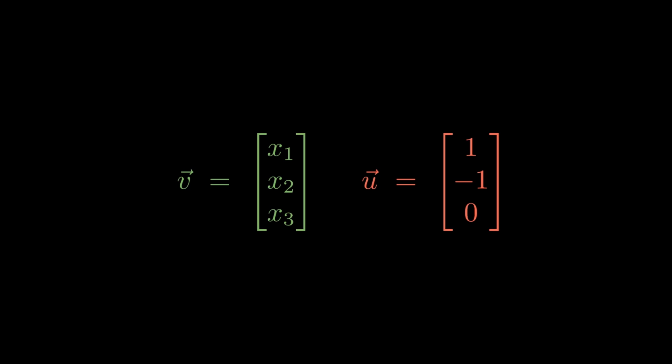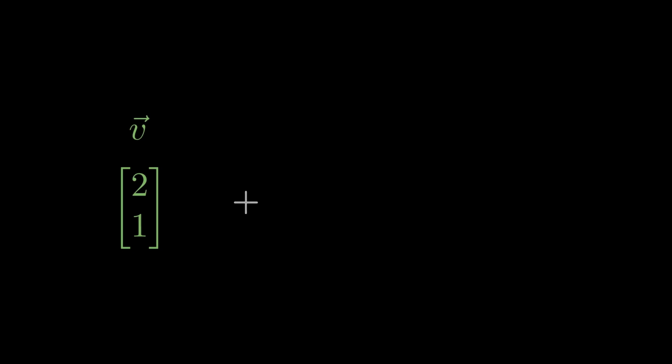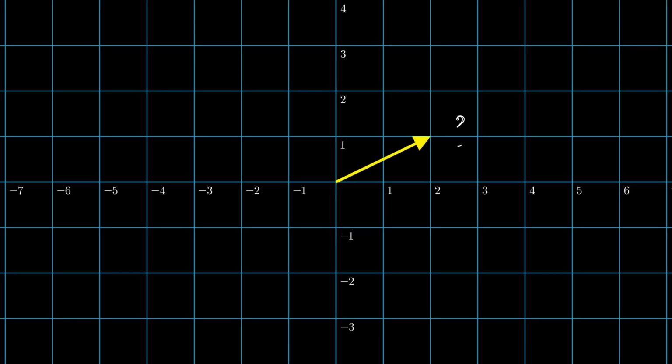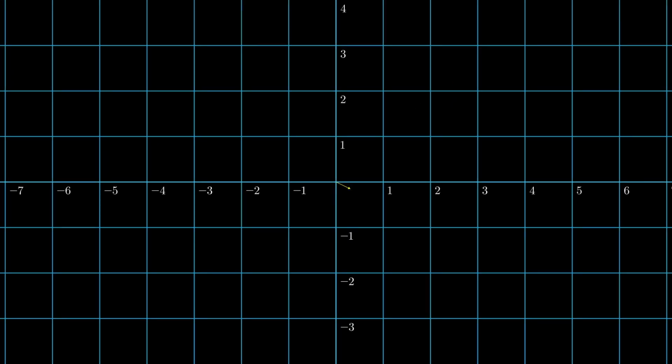So let's look at some basic operations that we can do on vectors. Let's say we have a vector 2, 1 and another vector 1, 2. To add the two, we just add their corresponding x, y coordinates together to get 3, 3. Graphically, for adding them, we move the tail of one vector to the tip of the other vector, and we get 3, 3.